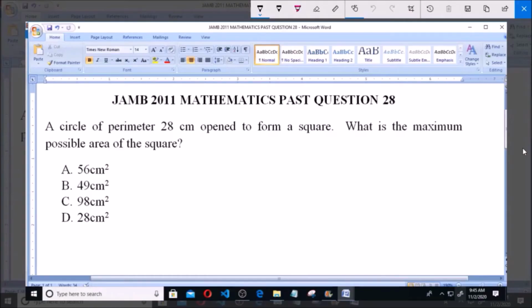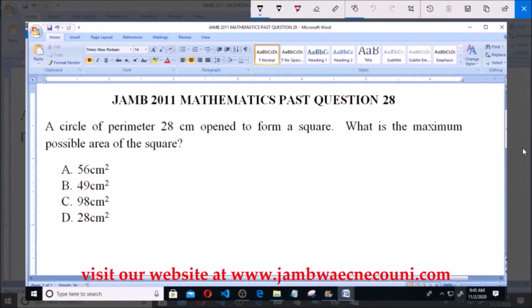I will be answering JAMB 2011 Mathematics Past Question 28. A circle of perimeter 28 cm is opened to form a square. What is the maximum possible area of the square? A 56 cm squared, B 49 cm squared, C 98 cm squared, and D 28 cm squared.